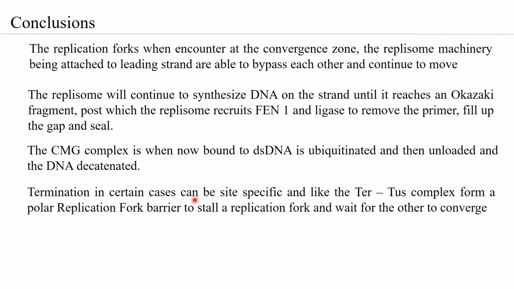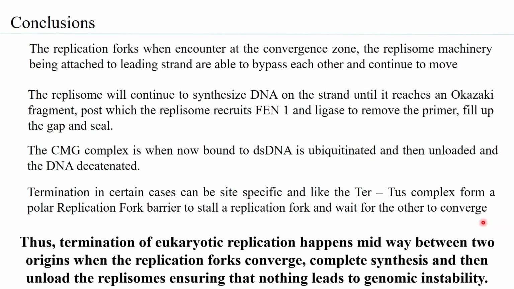Termination in certain cases can be site-specific, like the Ter-Tus complex of the prokaryotes, where a polar replication fork barrier is formed to stall a replication fork and wait for the other to converge. Thus, termination of eukaryotic replication happens almost midway between two origins when the replication forks converge, complete synthesis, and then unload the replisomes, ensuring that nothing leads to genomic instability.